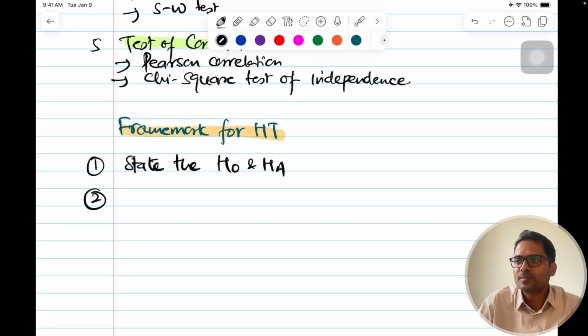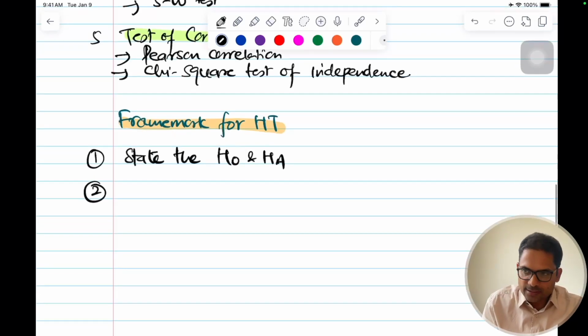Step number 2 is select a relevant statistical test for the test statistic. So depending upon your task, you will choose what kind of test statistic you are going to implement here. For example, if your sample is less than 30, then you can go for student's T test or T test simply. If you have greater than or equal to 30 samples and you know the population standard deviation, then you can go for Z test.